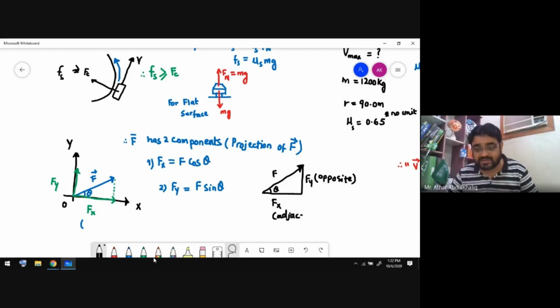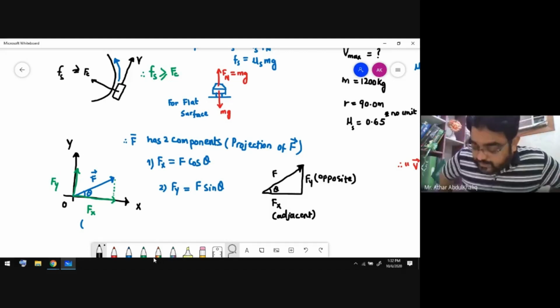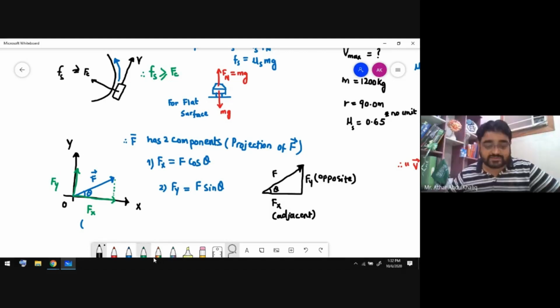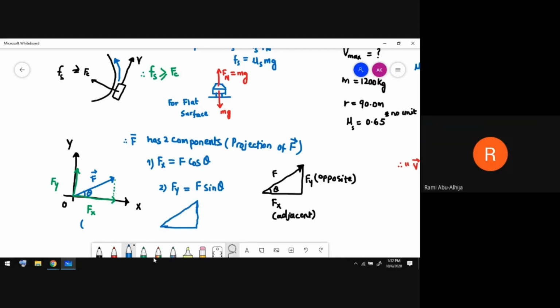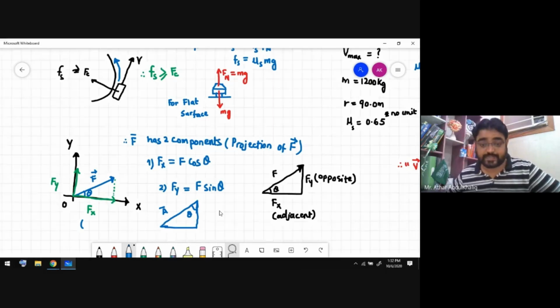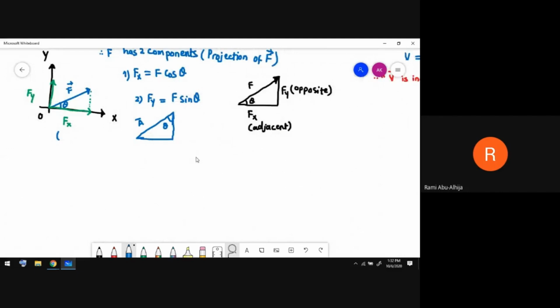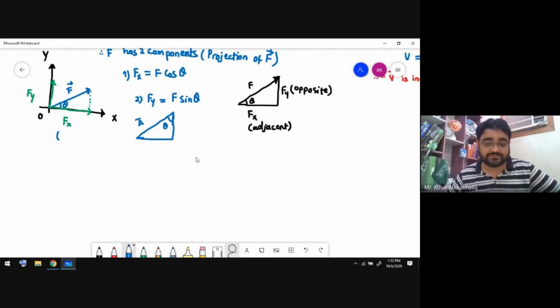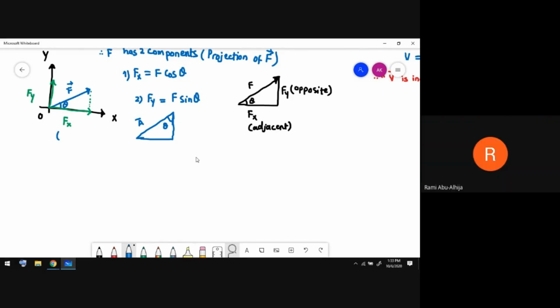Now, can I ask anyone? Okay, you. Can I ask you, there is a vector, this is vector a. Now this angle is theta. Can you tell me which one will be its x component and which one will be its y component? Adjacent. Adjacent, which one? This one or this one? No, this is a now. So you will say ax.